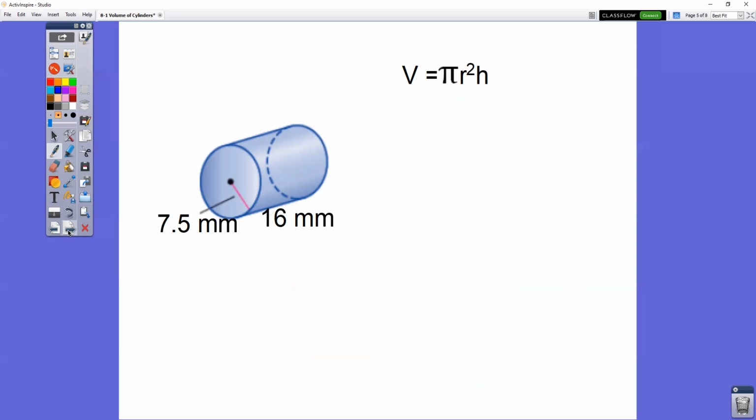Now, this one's trying to trick you a little bit, right? Think about a can of corn or a can of soup that's knocked over. That's all that this is here. So 16 is still really our height, and 7.5 is still our radius. Again, remember that the radius is always part of the circle. Here's your circle right here. That is 7.5 going halfway across the circle. Go ahead and try this one, please. Find your answer rounding to the nearest tenth and in terms of pi. Go ahead and try this, please.